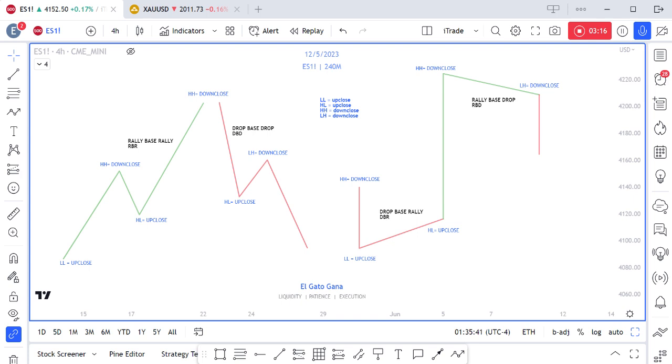So just knowing that lower lows create up close candles, a higher low creates an up close candle. Higher highs create down close, and lower highs create down close.